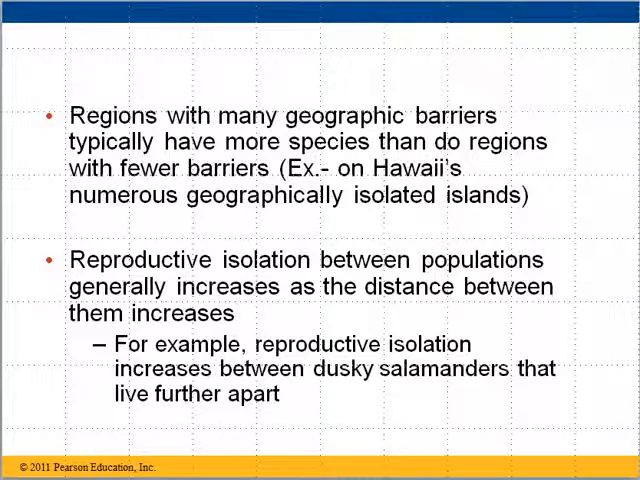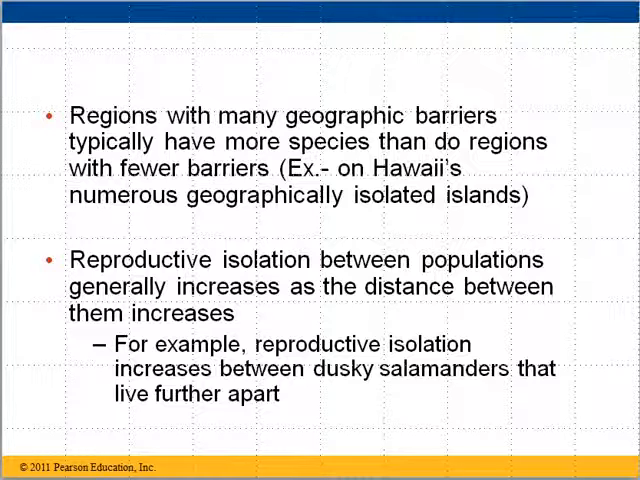And then if you find a place like, say, they use the example of Hawaii, not a continent-sized area, but just a smaller area, it has a lot of different geographically isolated parts to the islands, and you have a much wider variety of species there because you have all these tiny little separated areas that keep these groups apart. Reproductive isolation between populations generally increases as the distance between them increases as well.